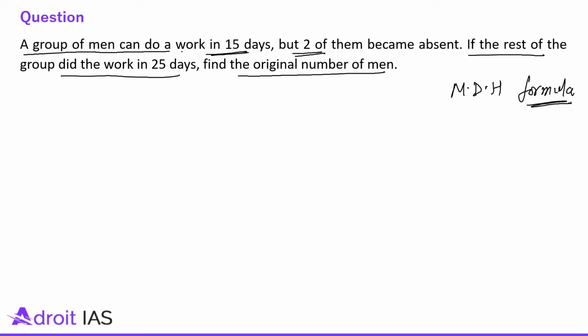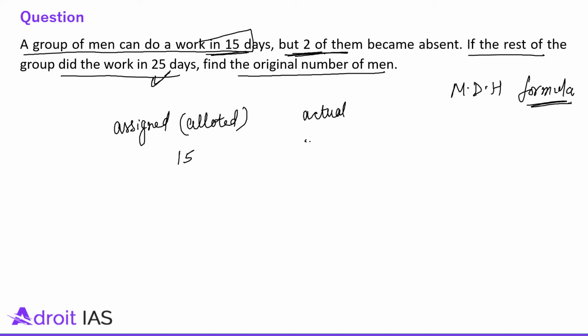The question says a group of men can do that work in 15 days. So assigned and actual. It was assigned for 15 days to some workers, right? But 2 of them did not come. So the rest of the workers finished the work in 25 days, right? So the job was assigned for 15 days, but actually it was finished in 25 days, right?